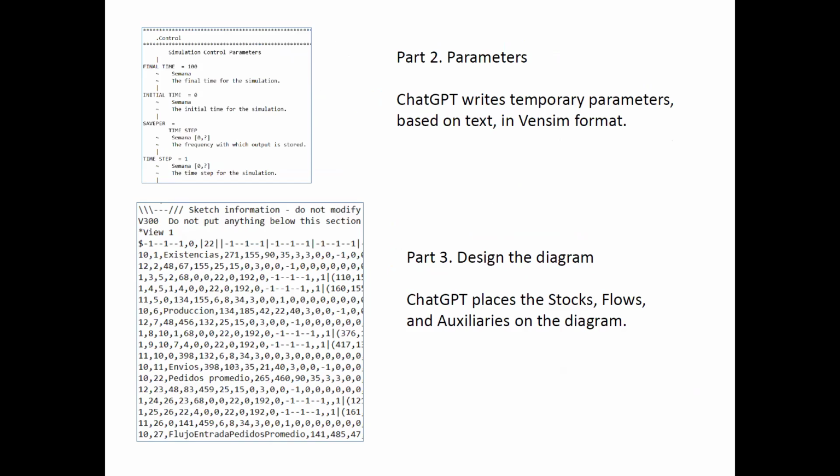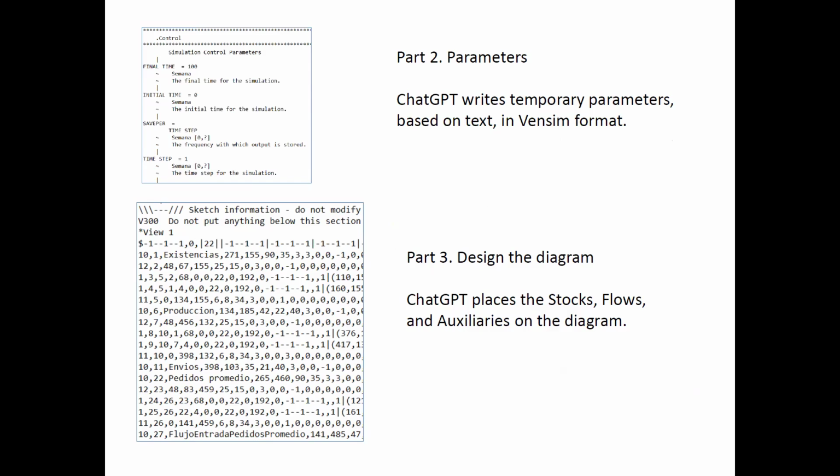The second part that ChatGPT writes is the model's temporal parameters. The temporal parameters are the start date, the end date, and the time units. ChatGPT then reads the document and looks for this information. It looks for whether we have defined the start date and the end date, or whether we have specified years, weeks or months in the document. This information is incorporated into this parameter block.